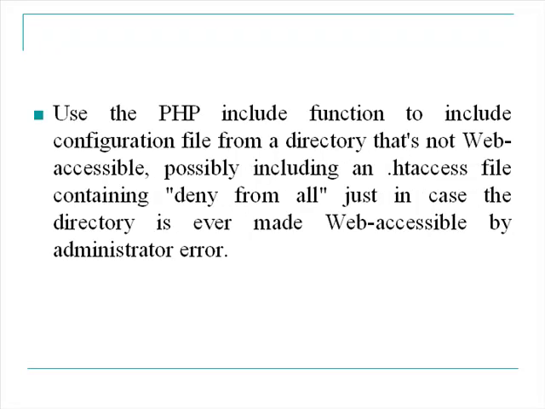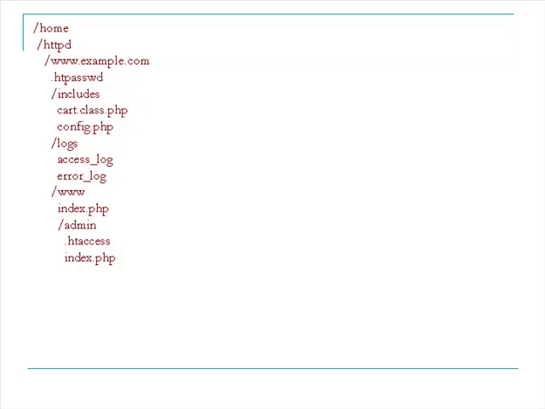Use the PHP include function to include a configuration file from a directory that's not web accessible. Possibly include an .htaccess file containing deny for all, just in case the directory is ever made web accessible by administrator error. In this directory structure, function libraries, classes and configuration files are stored in the include directory.